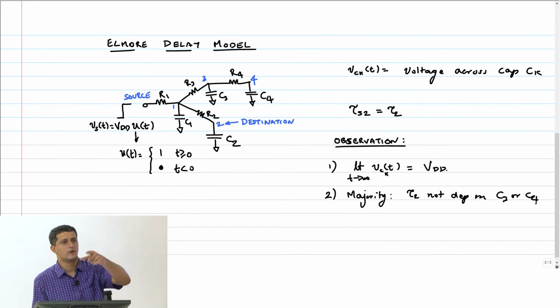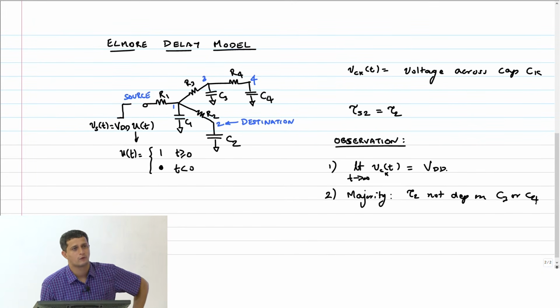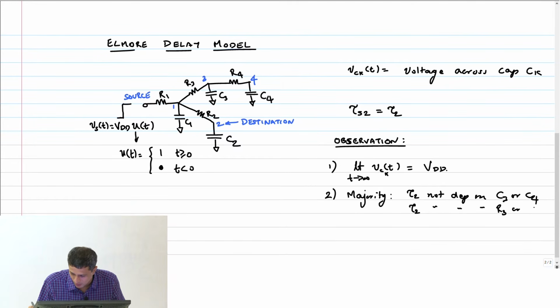So the person who said it will depend, do you think it will depend on R3 or R4? Yes. Okay. Tau 2, most others think it will not depend on R3 or R4. Okay. So this we will try to resolve by the end of this derivation.